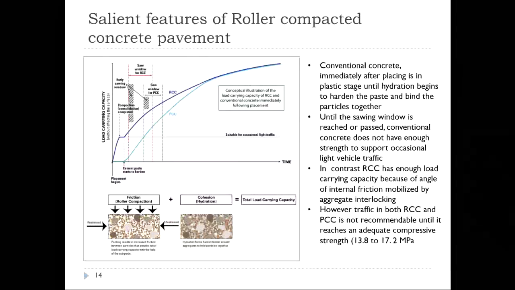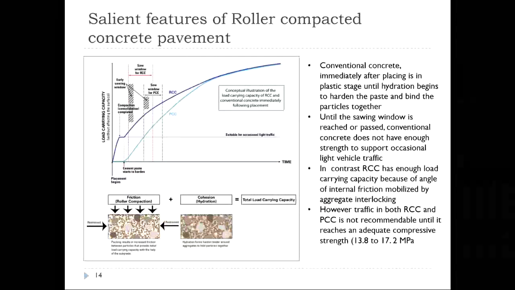But in the case of roller compacted concrete pavements, just because your gradation is denser and you're able to mobilize more interlocking immediately after paving itself, this would be in a position to take light traffic. So this is a major difference.